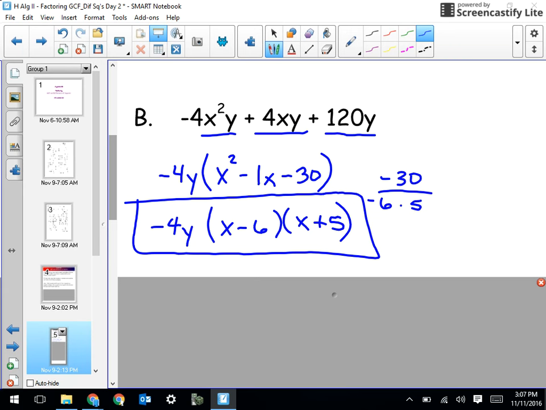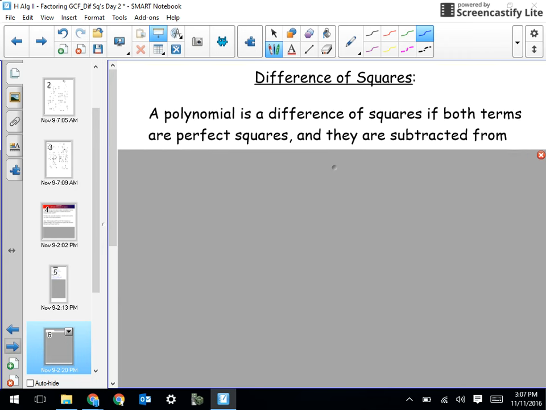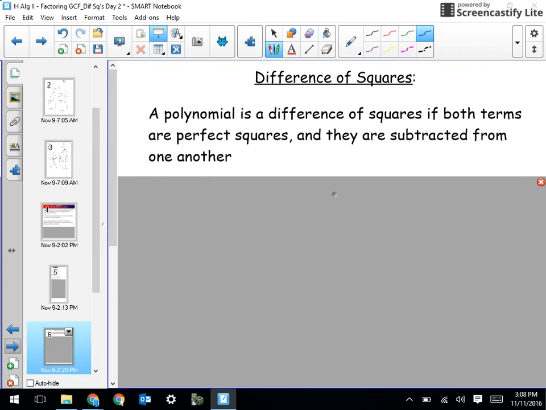So this is just a unique case when it has a greatest common factor. It doesn't always happen. It's just kind of like if it happens, this is what you do. Another case like that is the difference of squares. Now, what is a difference of squares?